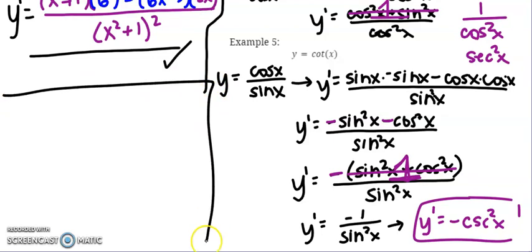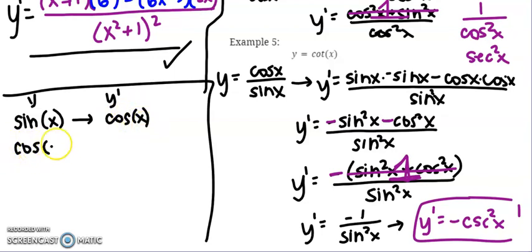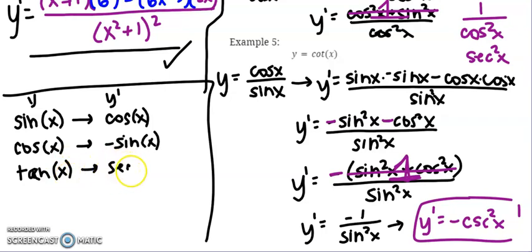If you've got room on your paper, remind yourself that the derivative of sine of x, so if this is y, then y prime was cosine of x. Then we derived the derivative of cosine of x was equal to negative sine of x. Then we just learned that the derivative of tangent of x will be equal to secant squared of x, and the derivative of cotangent of x will be negative cosecant squared x.